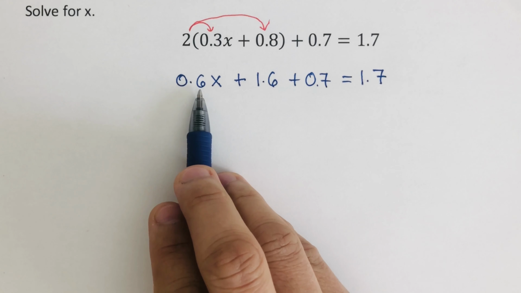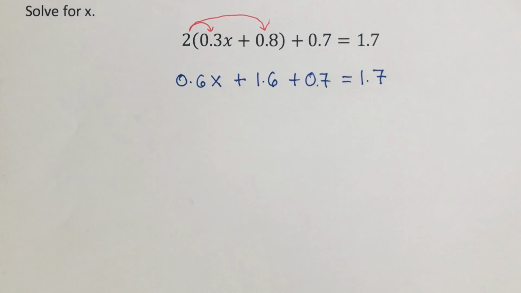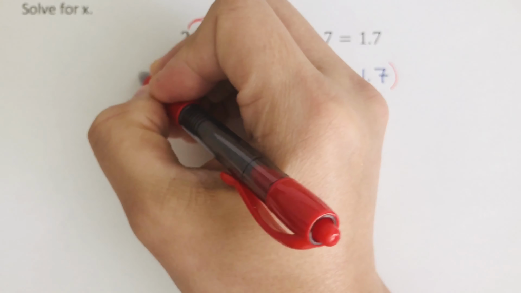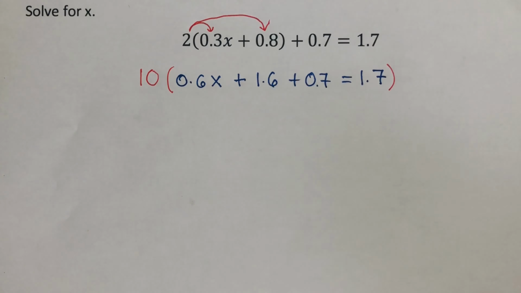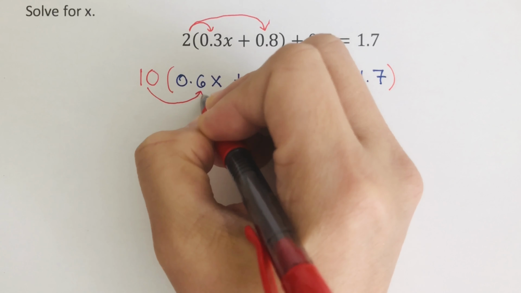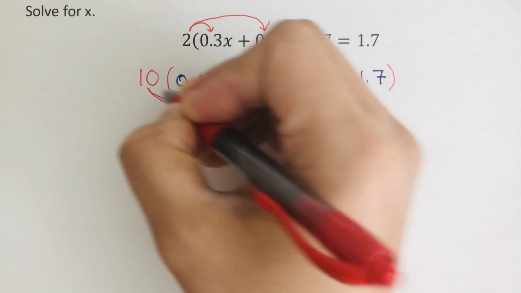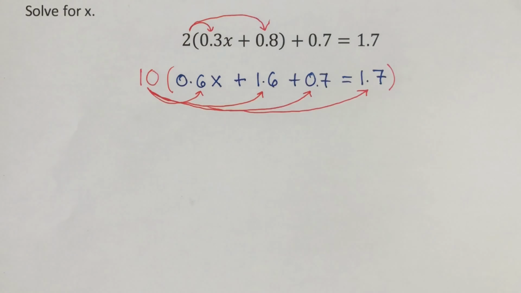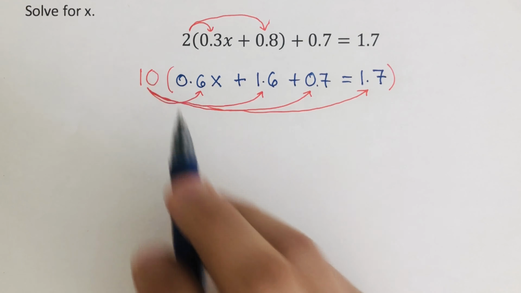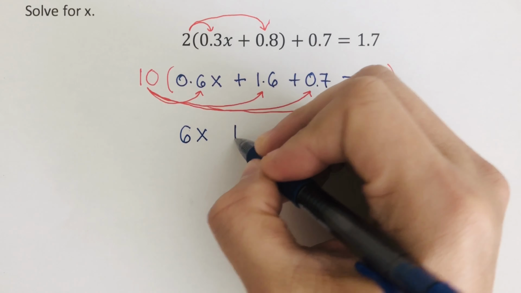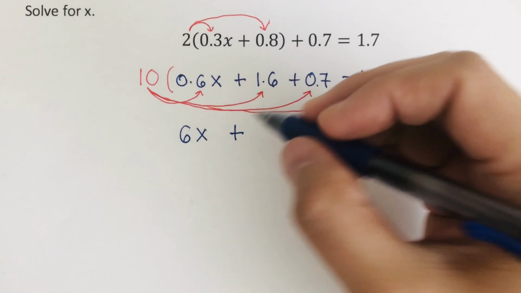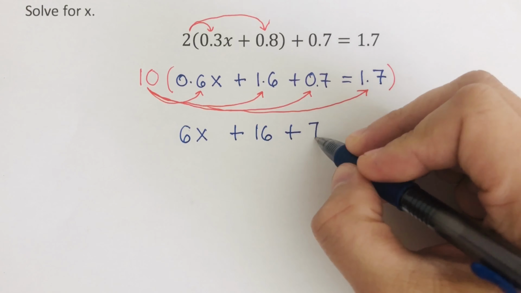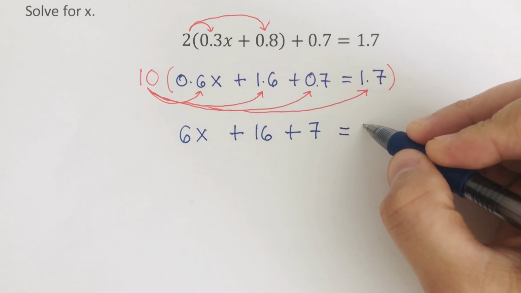And then from here, since this is in tenths place, to make them whole numbers, we are going to multiply each of the terms by 10. So that means we're going to multiply the 10 to the 0.6. Then we multiply the 10 to 1.6. We multiply the 10 to 0.7, as well as to that of 1.7. So then if we multiply these, that would come out 6x plus 1.6 times 10 would be 16. And then that's plus 10 times 0.7 would be 7. And that is equal to 17.